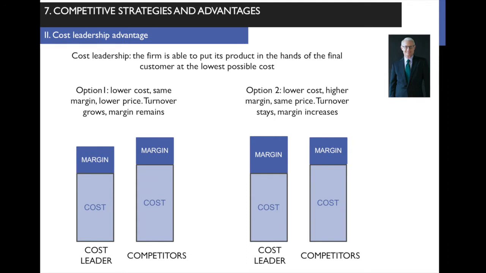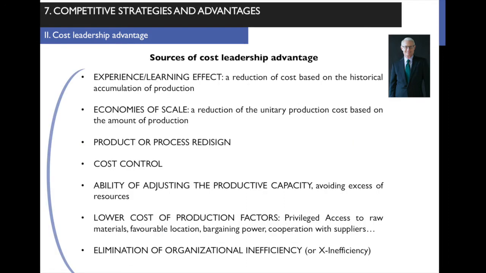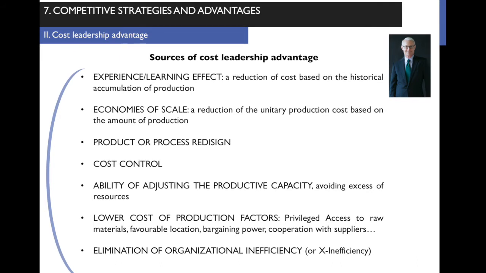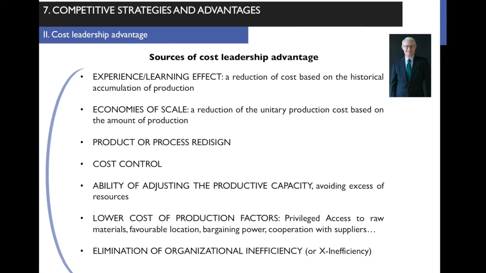And how can I have a lower cost? Well, there are different sources of cost leadership advantage. First of all, what we call experience effect or learning effect. Experience when it's referred to manual tasks, learning when it's referred to something wider, to the entire firm. It's a reduction of the unitary cost based on the historical accumulation of production. The more we have produced along the history of the company, the lower the cost is. And why is this? Because you learn to do the thing. You learn to do the thing, you do it better, and especially you do it faster.